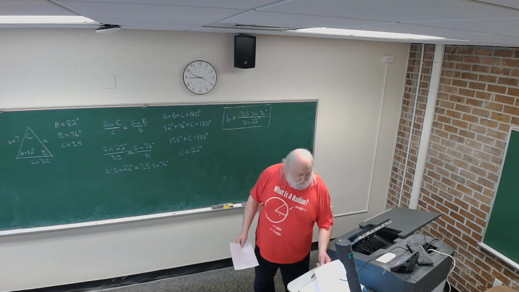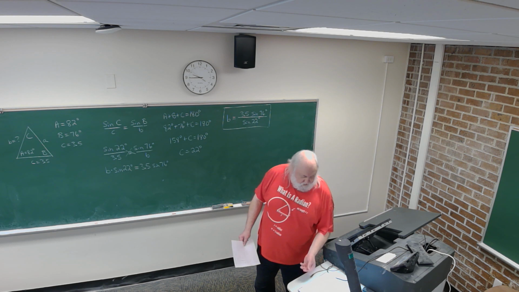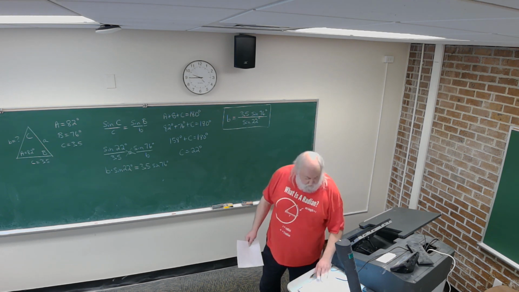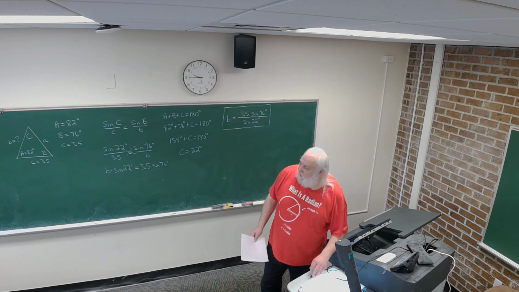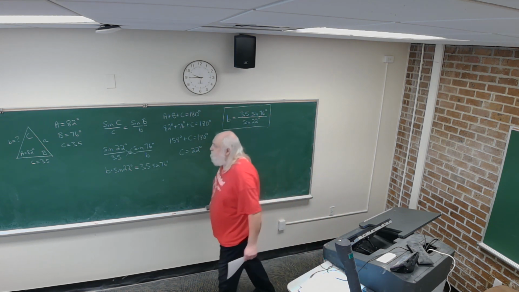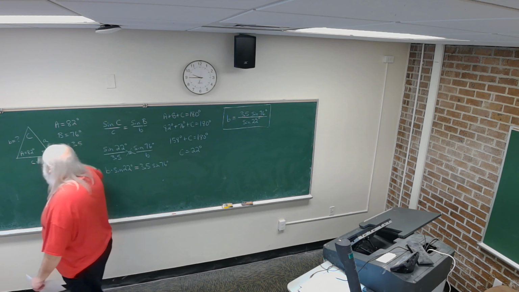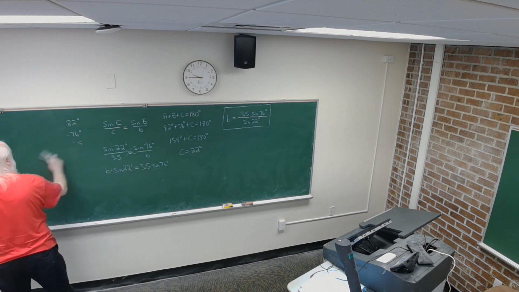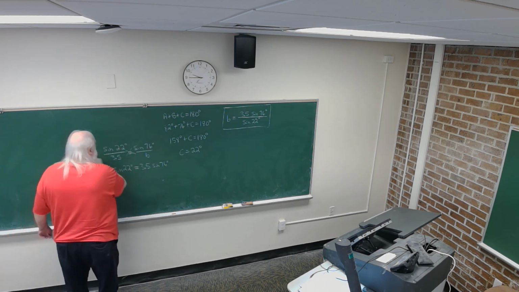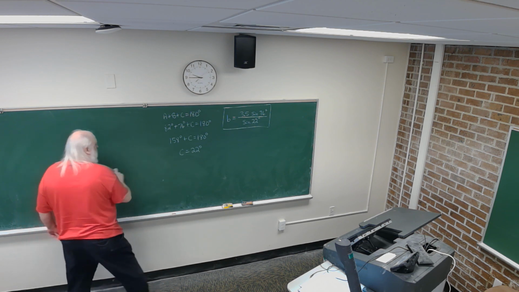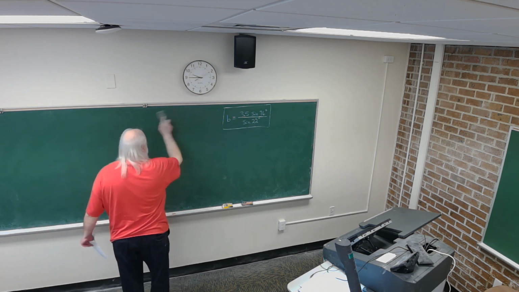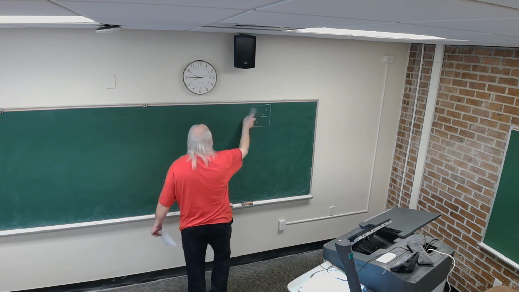All right, one last blurb. Tangent function. For those of you who know SOHCAHTOA, you know the tangent function. And the tangent of the angle x is equal to sine x divided by cosine of x, as long as cosine of x doesn't equal 0.